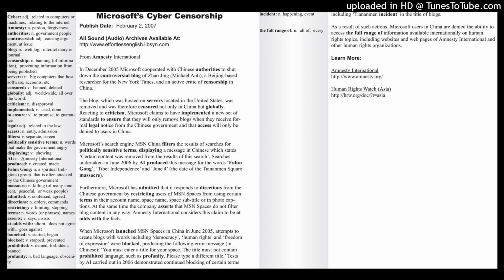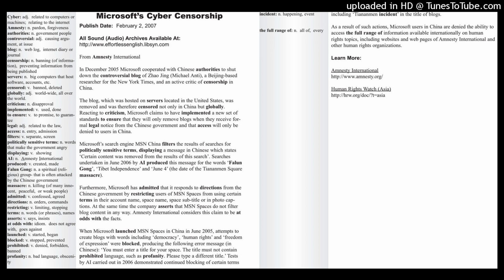We see the word globally here. Most of you may know globally. Globally means worldwide, all over the world. And then we see the word implemented. Microsoft claims to have implemented a new set of standards. So Microsoft is helping the Chinese government censor. And after they got a lot of criticism, many people disapproved, did not approve. Many people argued with Microsoft. Many people attacked Microsoft because they are helping the Chinese government. So Microsoft claims to have implemented a new set of standards, a new group of rules. To implement means to start using or to start doing.